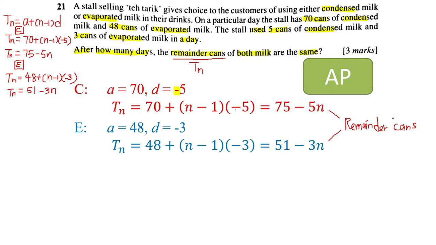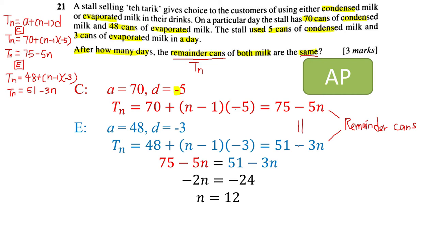And since we want the remainder cans to be the same, we need to compare them. 75 minus 5n equals 51 minus 3n, and then we move it, we get negative 2n equals negative 24, and lastly we get the value n equals 12. We understand it as day 12. So please tell me, day 12 same meaning as after how many days? 11. After 11 days. Yes.